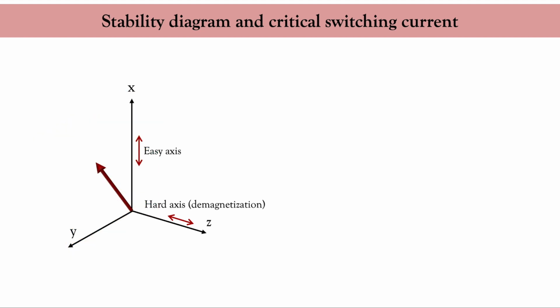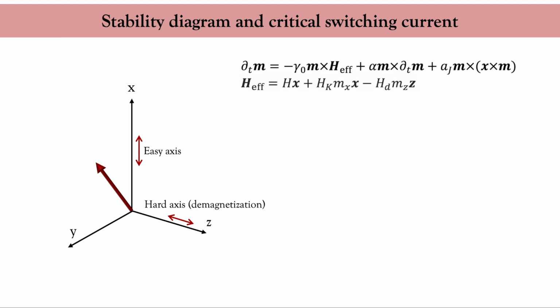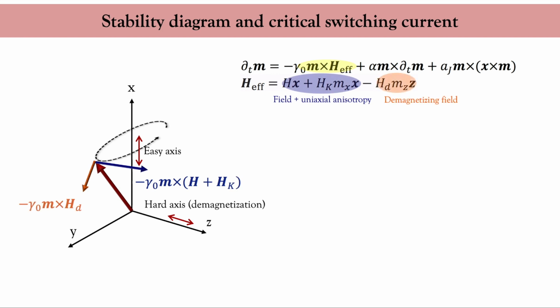Okay, so the magnetization dynamics is described by the LLG equation, which consists of three terms. The first one is the precession term, and H_eff is the effective field that contains both the external field, the uniaxial anisotropy, and the demagnetizing field. The second term is the magnetic damping, and the third term is the spin transfer torque. Here the polarization is taken along the x-axis, parallel to the easy axis.